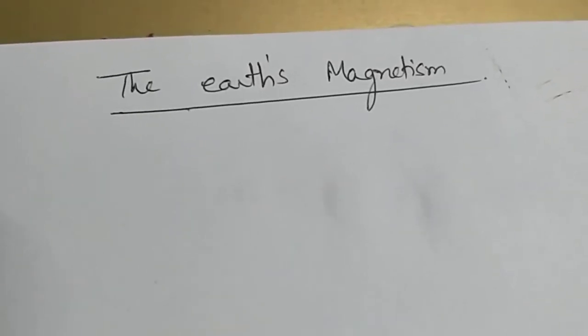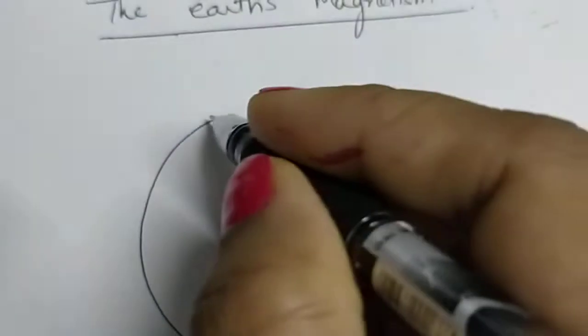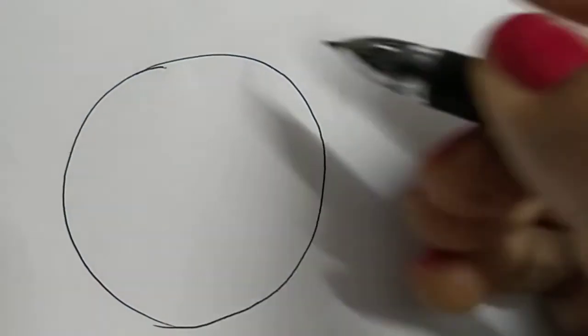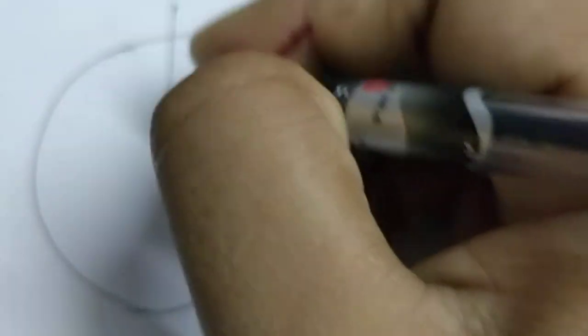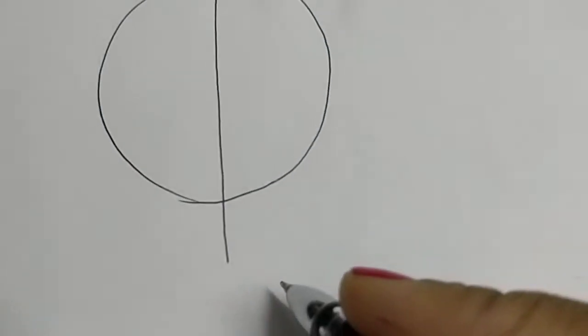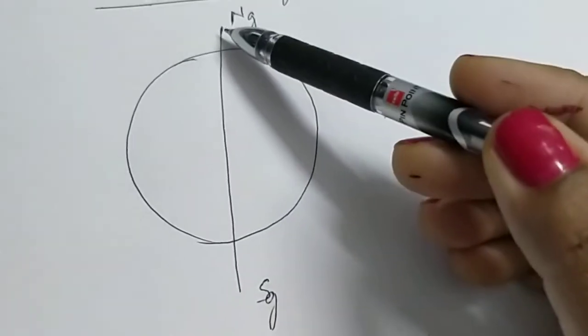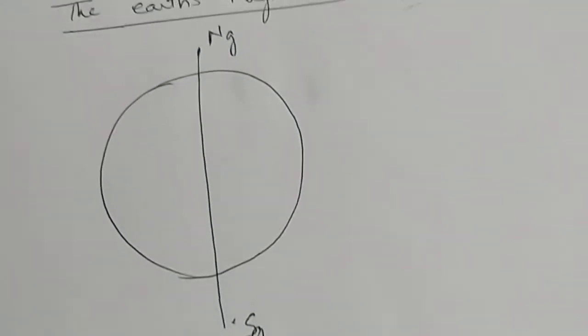So now today's topic is Earth's magnetism. You know that if you have to draw Earth, it will not be a perfect sphere. It's like an oval, and it has an axis with a North Pole and a South Pole. If you imagine a globe, there is a geographic North Pole and a geographic South Pole, and the line which joins them is the geographic axis of the Earth.